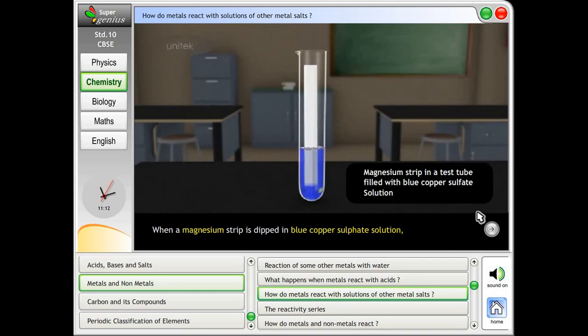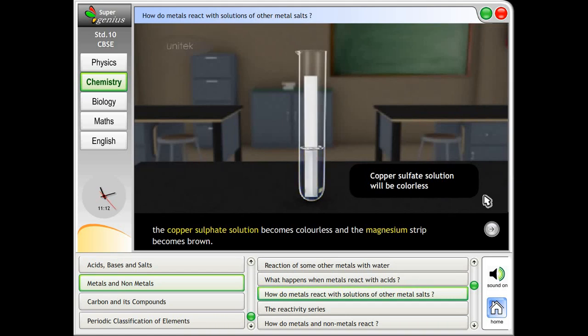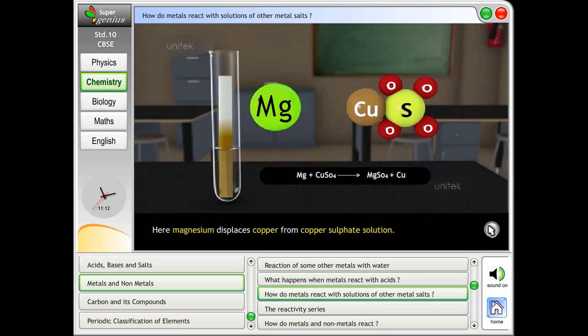When a magnesium strip is dipped in blue copper sulfate solution, the copper sulfate solution becomes colorless, and the magnesium strip becomes brown. Here magnesium displaces copper from copper sulfate solution.